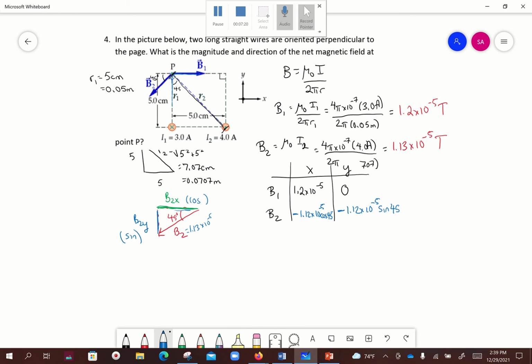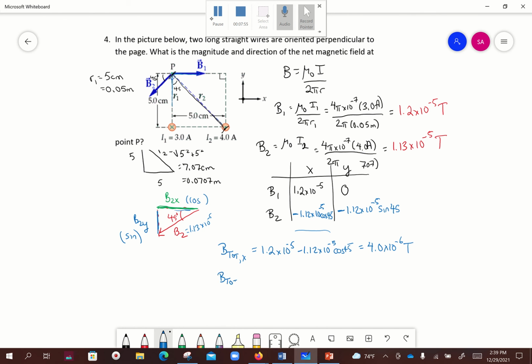Okay, so now I need to get my total x component by adding down this column. So I'm going to add those two numbers. B total in the x direction is going to be 1.2 times 10 to the minus 5 in the plus x direction, minus 1.13 times 10 to the minus 5 cosine 45, which is in the minus x direction. I get 4.0 times 10 to the minus 6 Tesla, so it's net in the plus x direction.